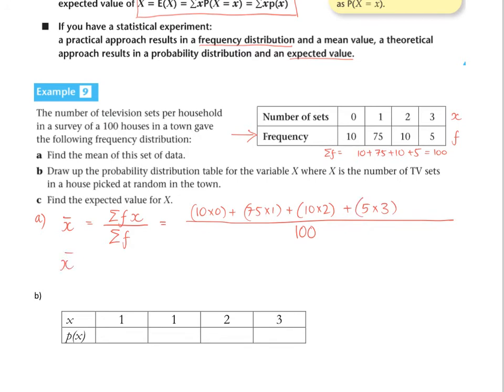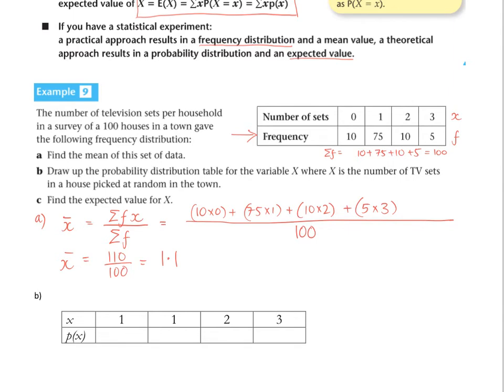So X bar is going to be equal to 110 divided by 100. Don't think you need a calculator for that one, people. 1.1. And you leave your answer like that. It's roughly the mean, or the expectation is that every household will have at least one. Okay? Right, part B then.